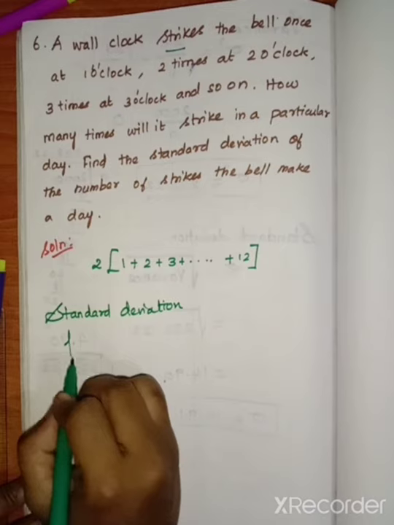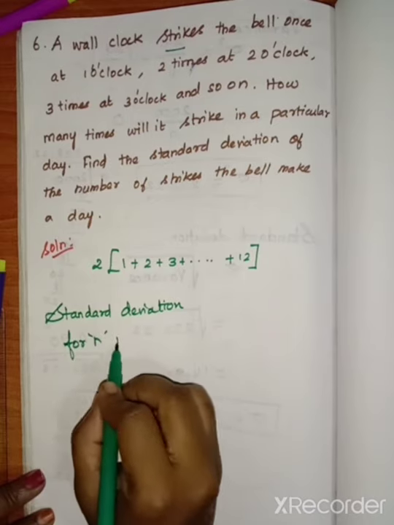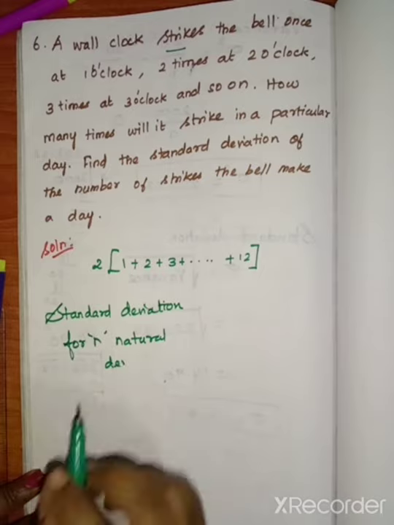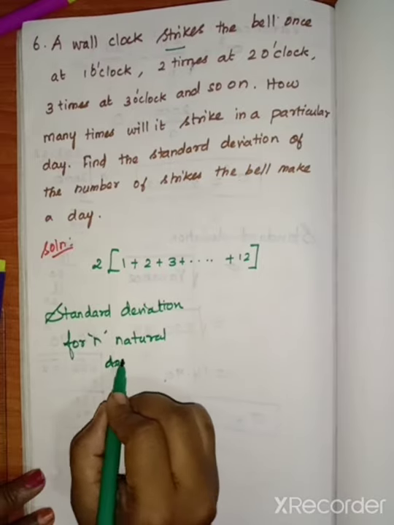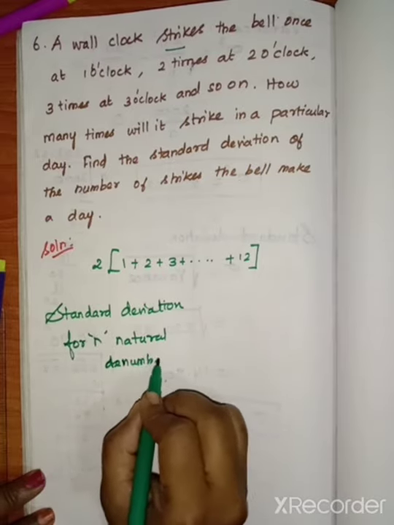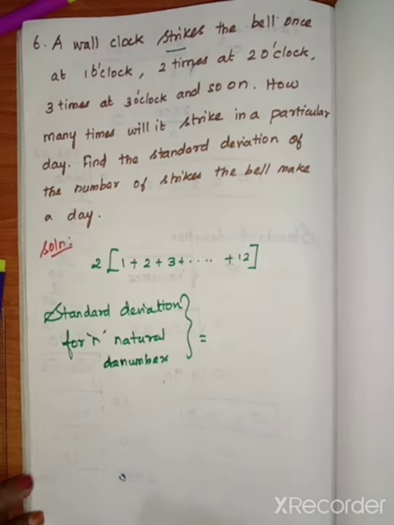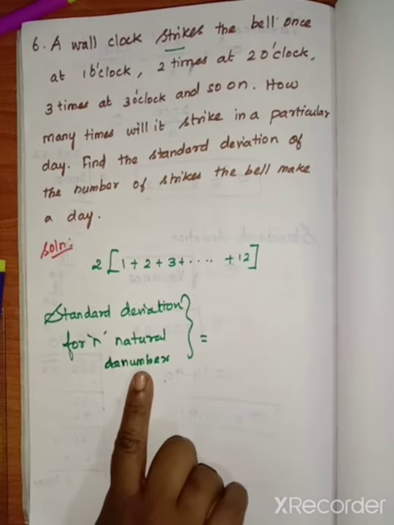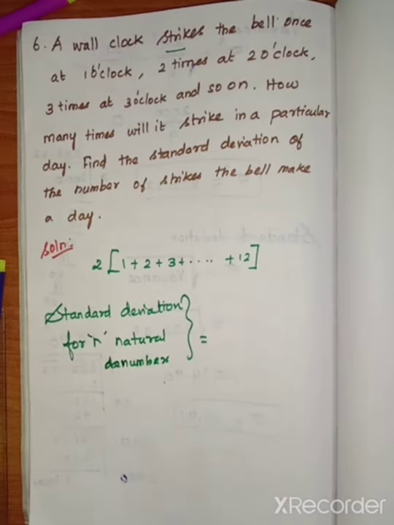So see that formula, that is standard deviation for n natural numbers. It will be used only for natural numbers alone, not for odd numbers, prime numbers, whole numbers. Natural numbers means starting with 1, it will be going on. So n means the ending number, up to wherever we stop.